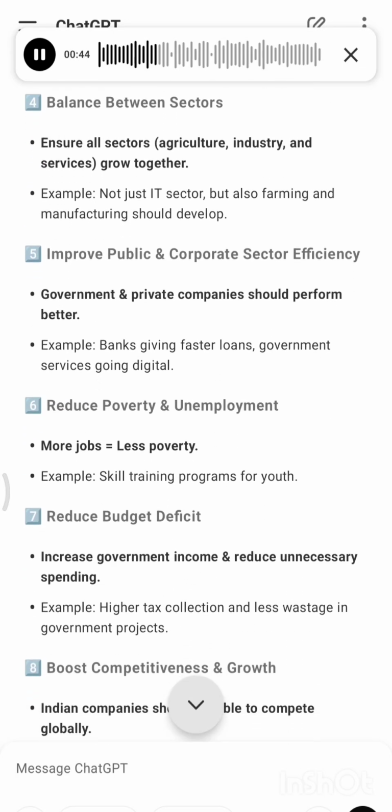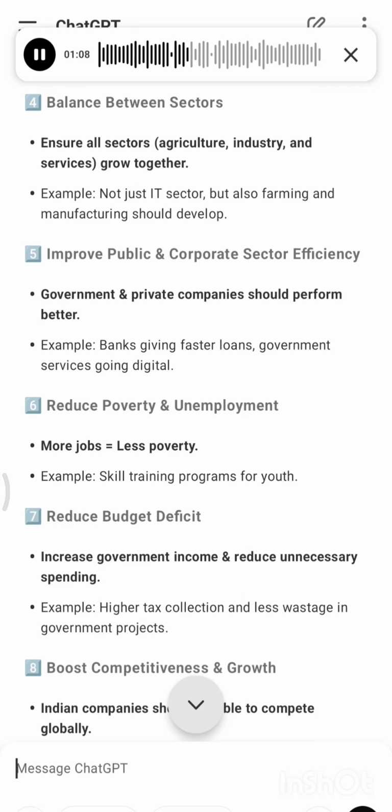4. Balance between sectors. Ensure all sectors, agriculture, industry, and services grow together. Example, not just IT sector, but also farming and manufacturing should develop. 5. Improve public and corporate sector efficiency. Government and private companies should perform better. Example, banks giving faster loans, government services going digital.